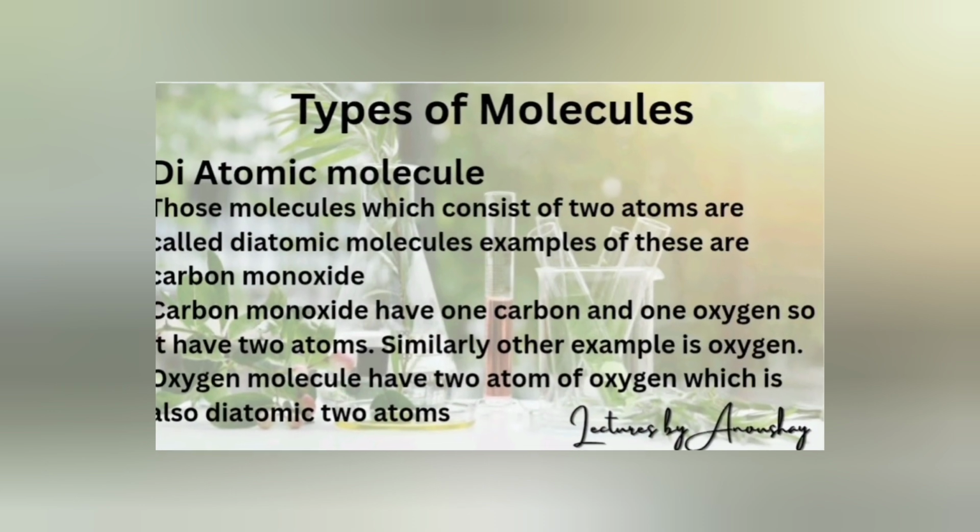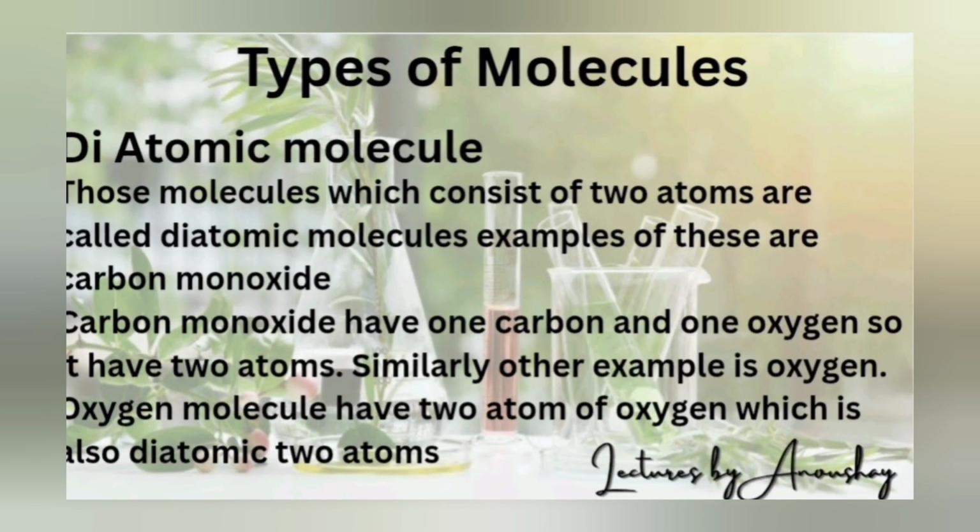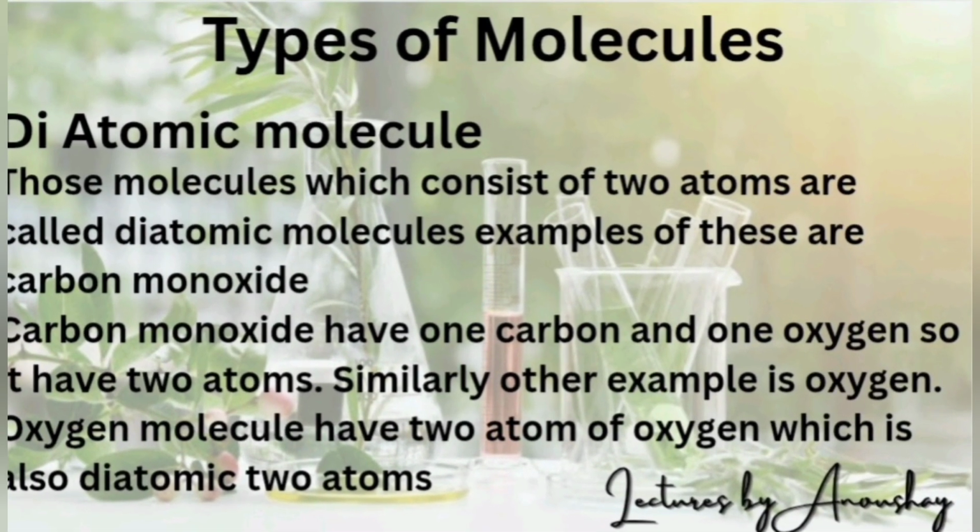They never form bonds because of complete valence electrons. Now, there's another type which is diatomic molecule. Those molecules which consist of two atoms are called diatomic molecules. Examples of these are carbon monoxide. Carbon monoxide has one carbon and one oxygen, so it has two atoms. Similarly, another example is oxygen. An oxygen molecule has two atoms of oxygen, so it is also diatomic, two atoms.